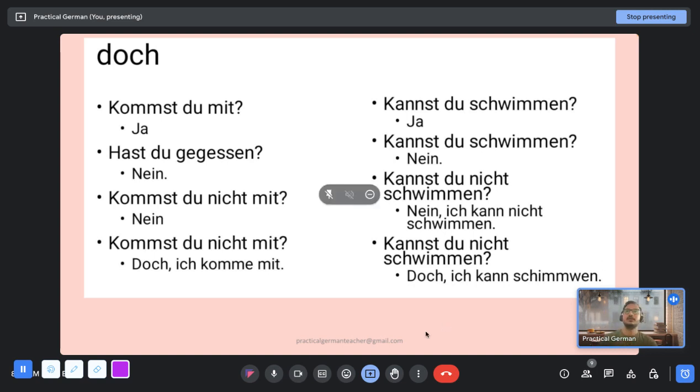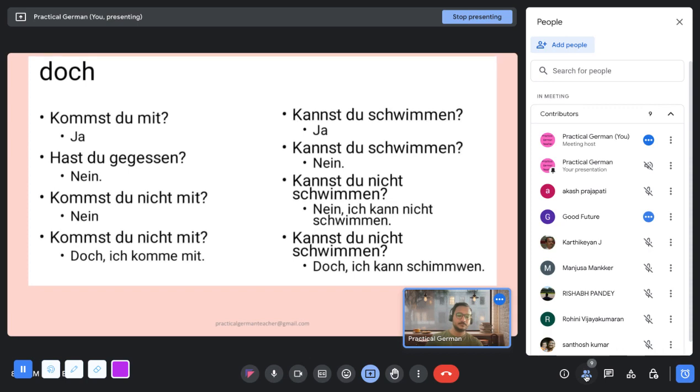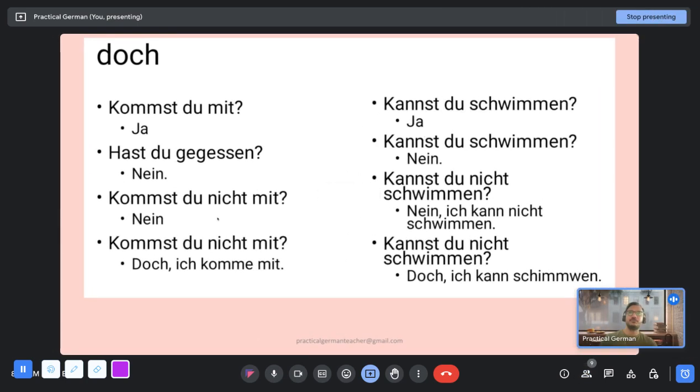Now, Karthikeyan, do you mind reading? Let's see if someone else wants to read. Rohini or Good Future, I don't know if you want to read. Yeah, I want to read. Yes, please read. Read the left side. Read only the first two rows.